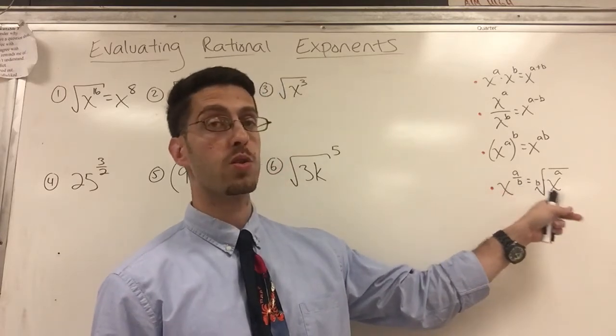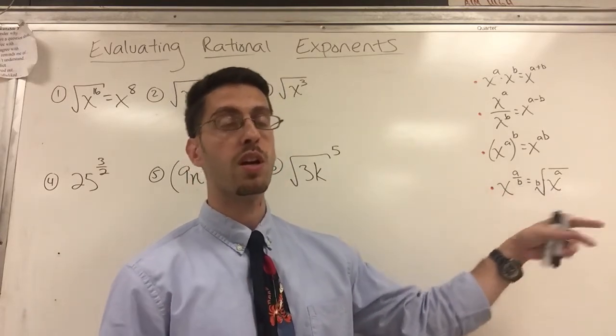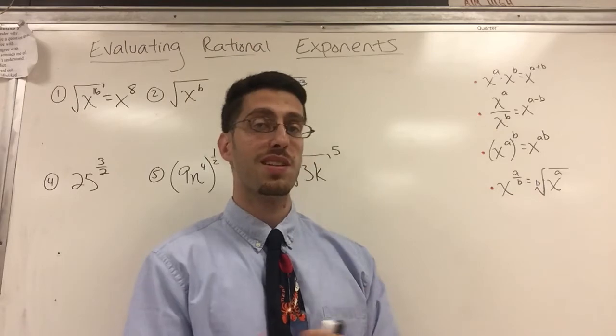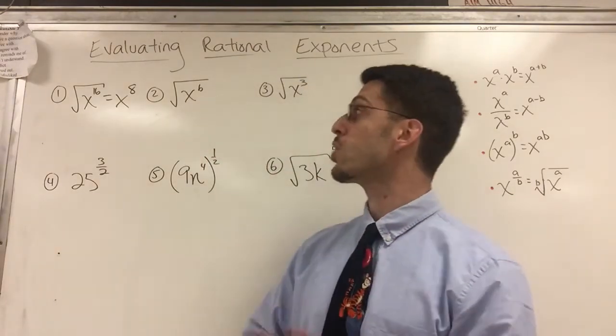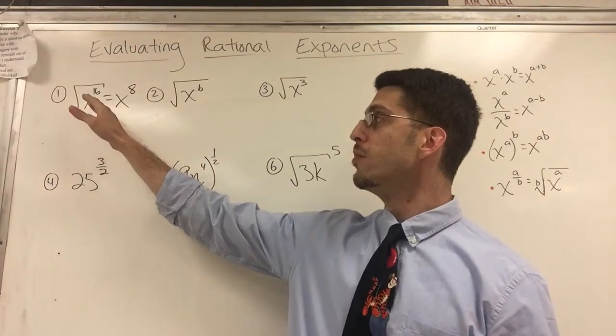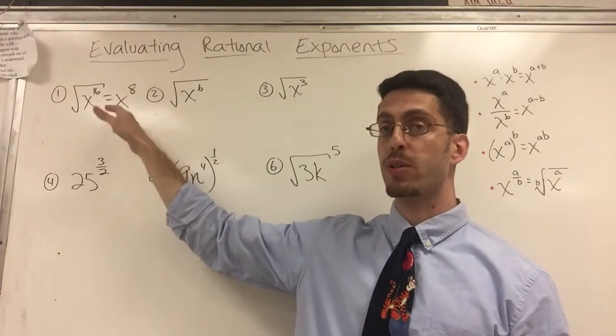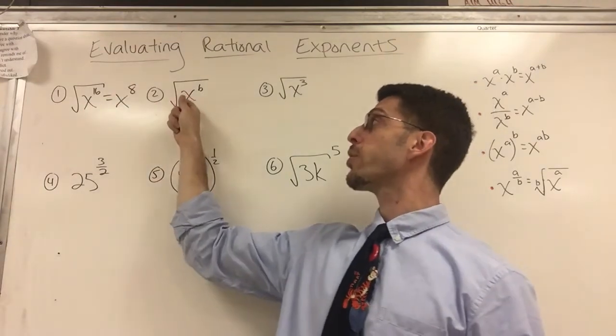If it was a 2, it would be the square root. If it was a 3, it would be the cube root. 4 would be the 4th root. B is the bth root, okay? Keep that in mind. So I'm going to go over here, and I know that I have to add exponents, so I know it's x to the 8th. Now let's go over here, x to the 6th.